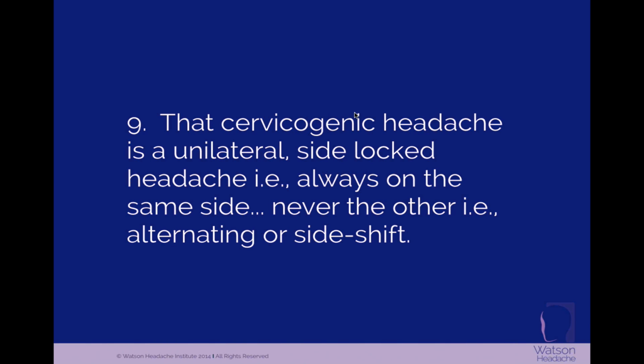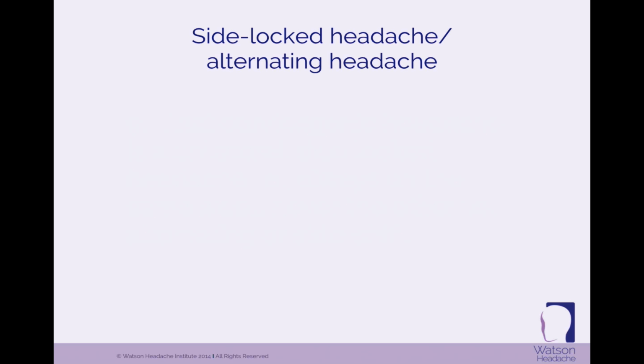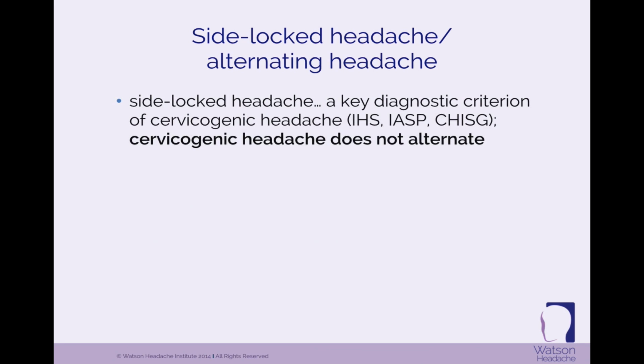The defining feature of cervicogenic headache is that it is a unilateral side-locked headache. That is, always on the same side, never the other. That is, there is no alternation or side shift. It is the key diagnostic criterion of cervicogenic headache according to the International Headache Society, the International Association for the Study of Pain, and the Cervicogenic Headache International Study Group. Cervicogenic headache does not alternate.